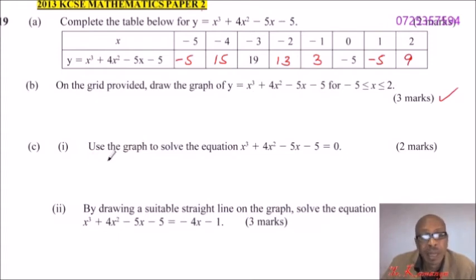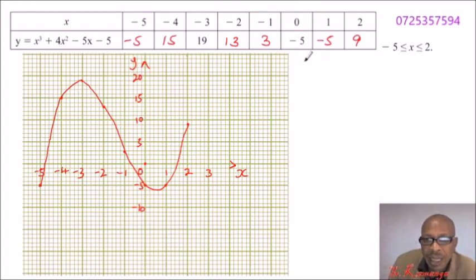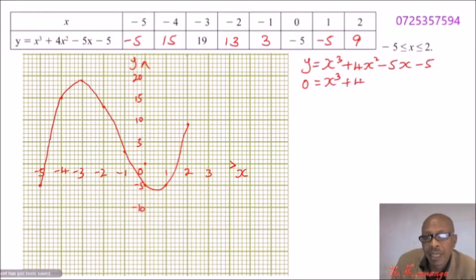Part C, Roman number 1. Use the graph to solve the equation x cubed plus 4x squared minus 5x minus 5 is equal to 0. So you can see here y has been equated to 0. So we can put y is equal to x cubed plus 4x squared minus 5x minus 5, and the equation we are supposed to solve is 0.